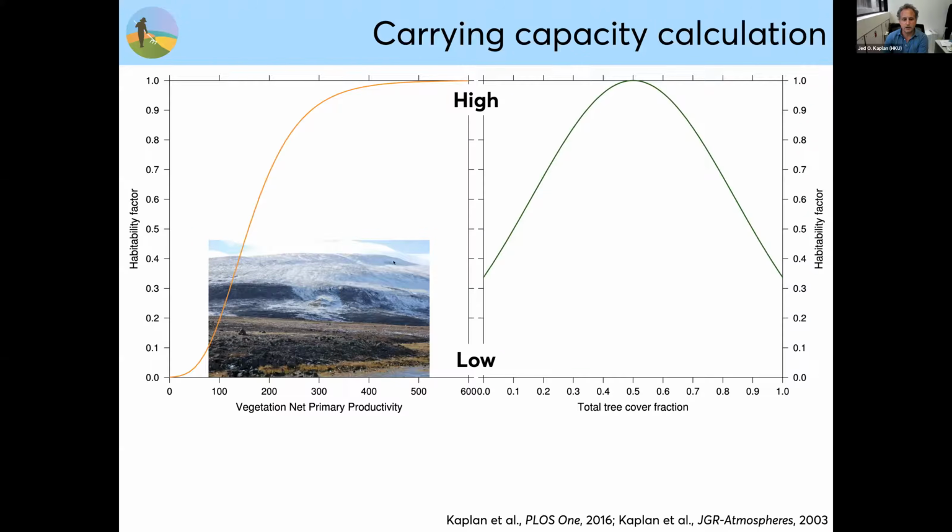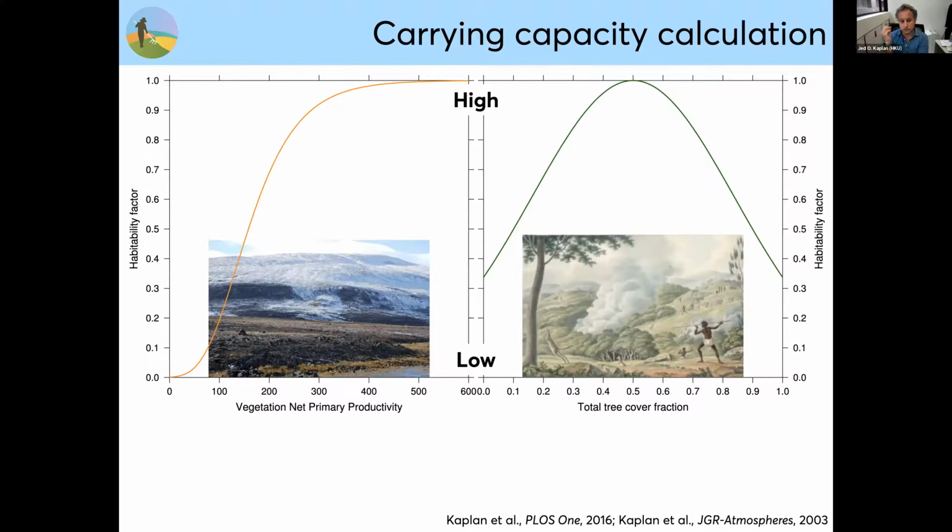So when you're in this kind of ice tundra environment, it starts to be too unproductive to be able to support many people. The other thing which we can show, or which we can assume in this model, is that people also prefer to live in heterogeneous, semi-open environments. Environments which are not fully dense forest, and environments that are not fully open, like deserts.